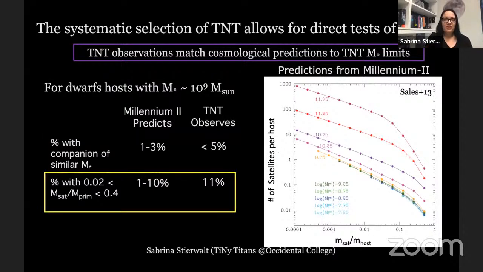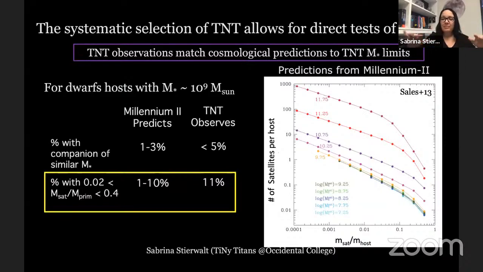And if we look at the percentage of dwarf galaxy hosts that should have satellites with mass ratios of 2% to 40%, we see that Millennium 2 predicts about 1 to 10%. So in other words, if you take a dwarf galaxy and make it the central galaxy of a group, 1 to 10% of those galaxies are going to have satellites that are roughly 2% to 40% of their mass. In Tiny Titans, we observe about 11%. So that's a pretty close match given the limitations of our surveys. So the conclusion from all of this is that when we look at the Tiny Titans dwarf groups and we compare them to cosmological predictions, they match.